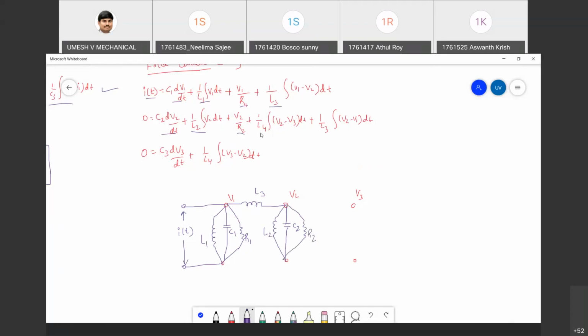Then L4 is common for V2 and V3. Then L3 is common for V2 and V3, but L3 is already done. In the last equation, C3 is connected to only V3. L4 is already done, so this circuit is completed. You can connect it and give ground. So this is the equivalent force current circuit.